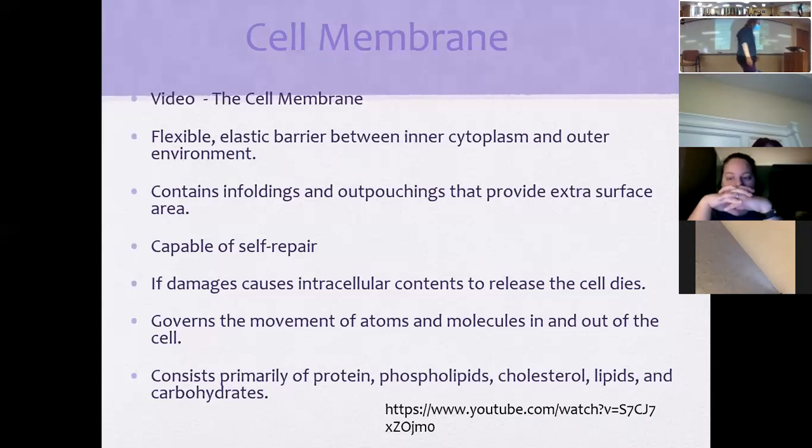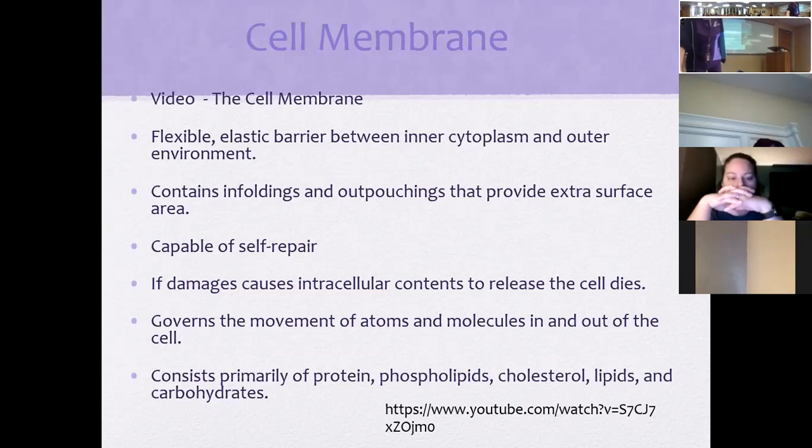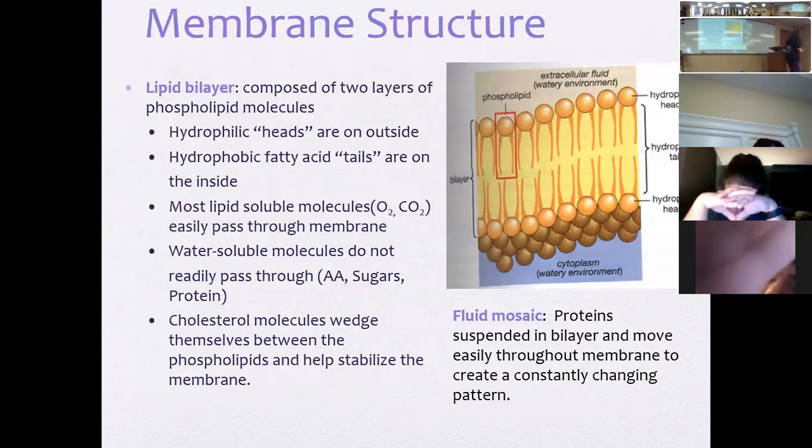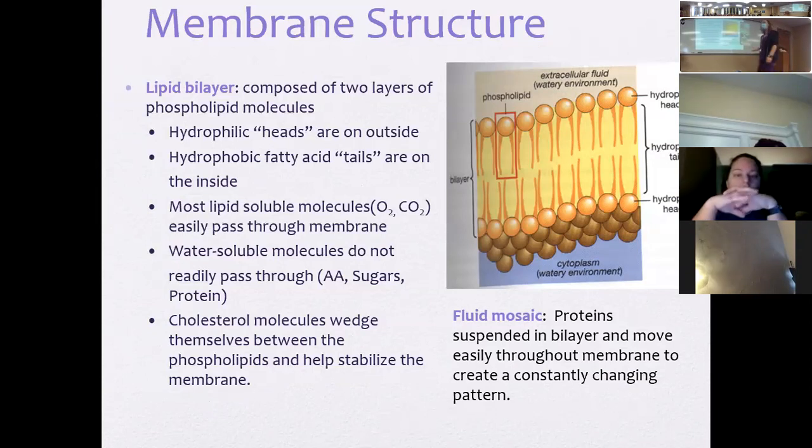So it governs the movement of molecules. Now in chapter 4, we're going to discuss how molecules move back and forth through. For chapter 3, we just need to know that molecules move back and forth. The cell membrane, the skin of the cell, is made of this phospholipid. Lipid meaning what? Fat. We have hydrophilic and hydrophobic ends on this skin.